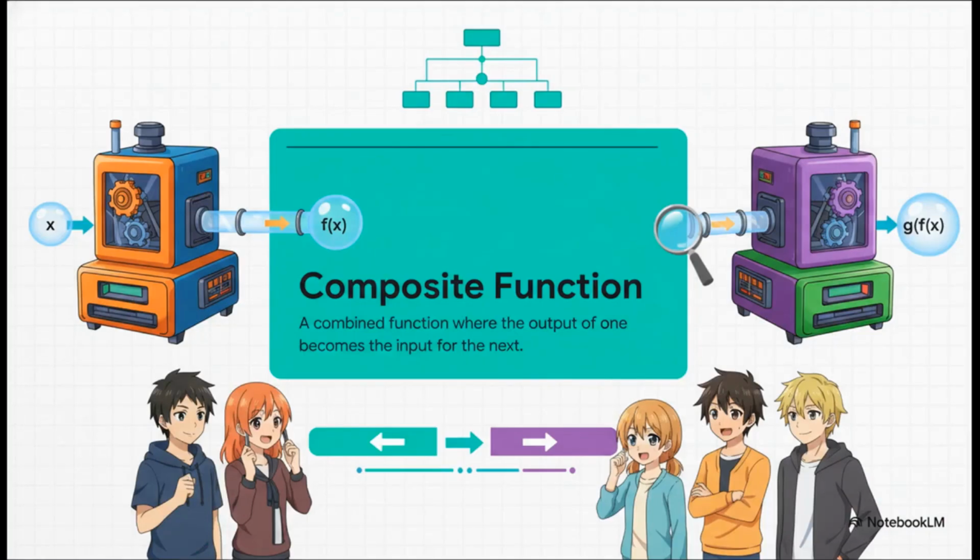Now, our second machine is the composite function. And this is a bit different. A composite function is a combined nested machine. Think of it more like an assembly line. In this scenario, you put a single input into the very first machine. That machine does its work and spits out an answer. But instead of that being your final result, that output instantly drops in and becomes the starting input for the second machine in the line. It's a true two-stage process.